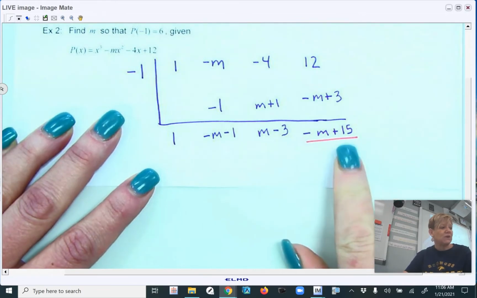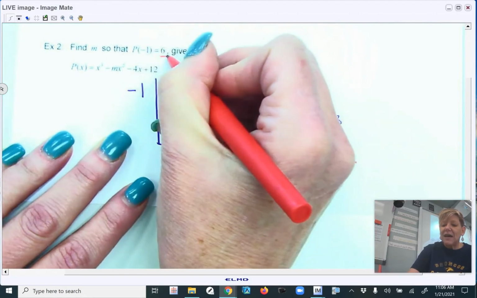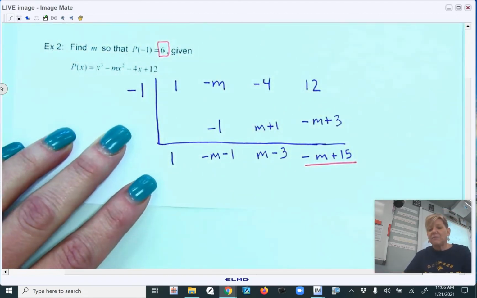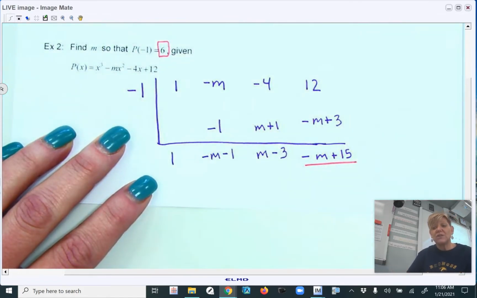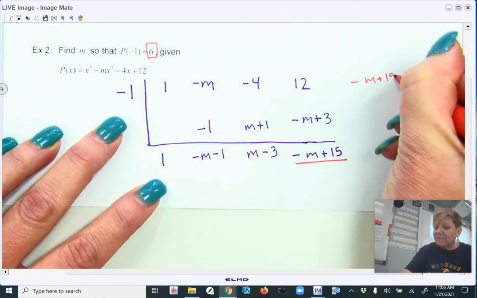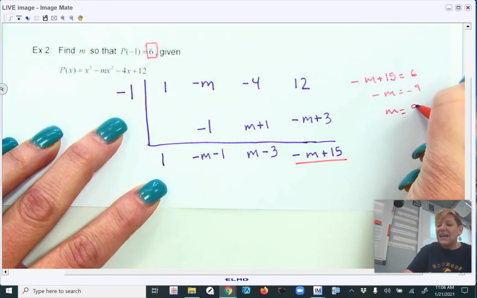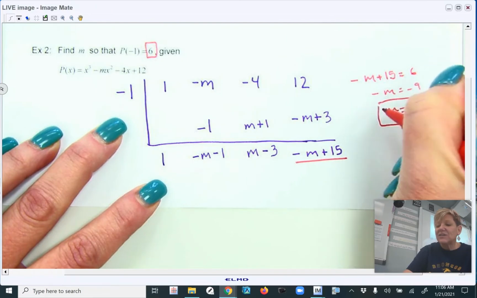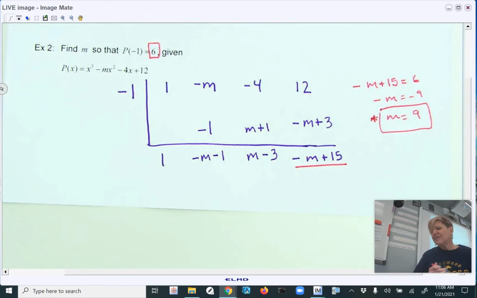And what we learned by the remainder theorem is the remainder is the same as evaluating the function at that value. So negative m plus 15 is the same as 6. And when two things are the same, we set them equal. So negative m equals negative 9, so m is 9. And that is our answer to number 2. There are other ways to do this problem, but that's probably the most straightforward.